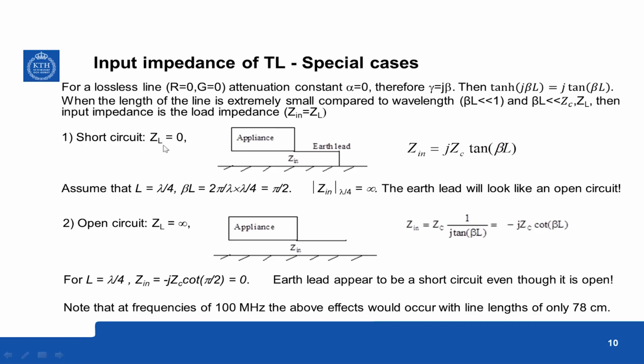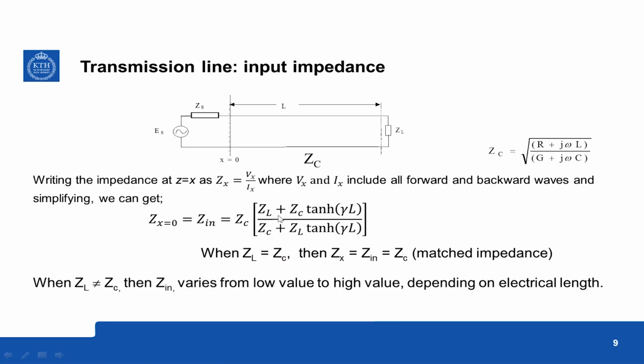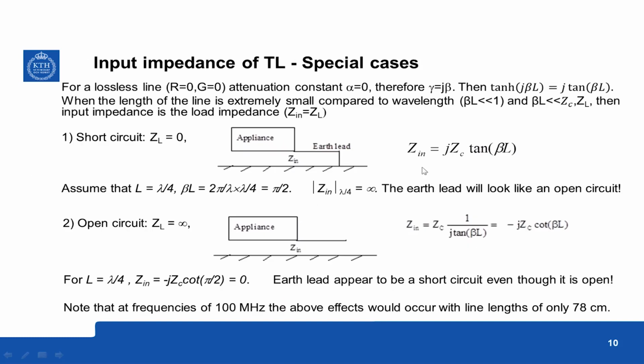Suppose a transmission line is connected to the ground, a short, ZL equal to 0. Then in this particular case, from the previous expression, you get that when ZL equal to 0, the input impedance equal to ZC tan beta L. So this is what you'll be getting.